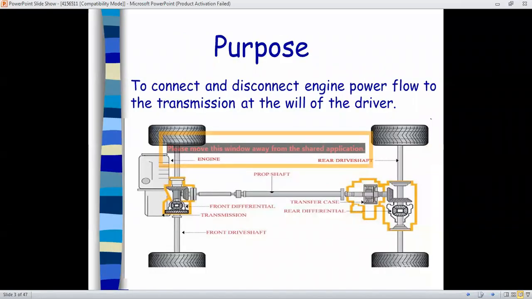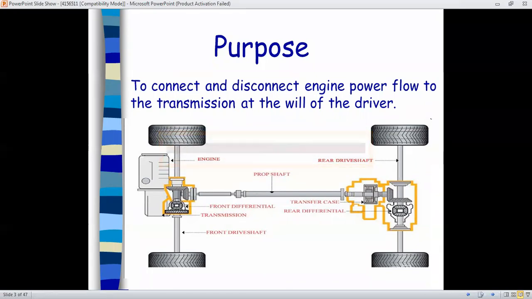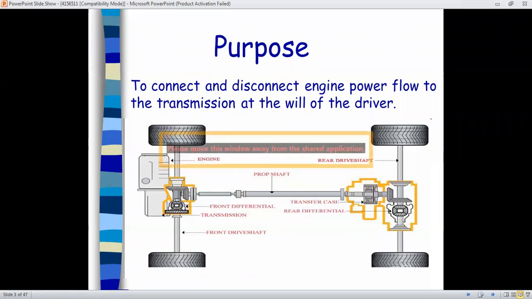Next, the purpose or use is to connect and disconnect the engine power flow, the transmission at the wheel of the driver. When we want to engage the power from the driven shaft to the driver shaft, it totally depends on the willingness of the driver. When the driver wants to disengage the transmission between the driver shaft and driven shaft, it will disengage the transmission through this clutch plate.